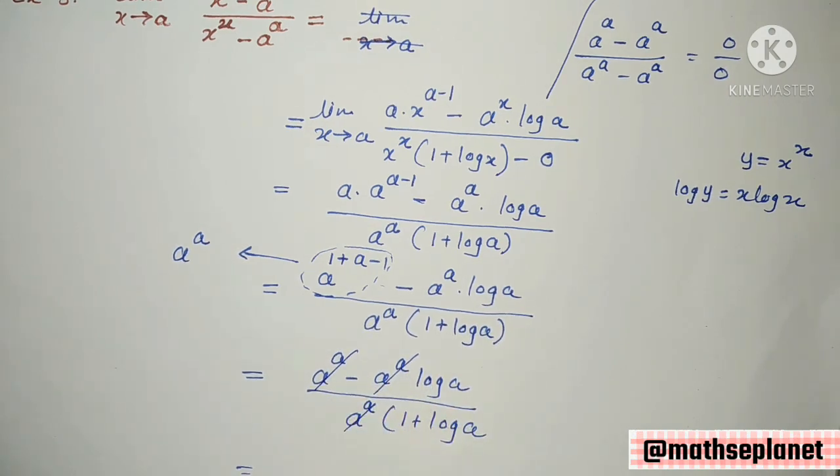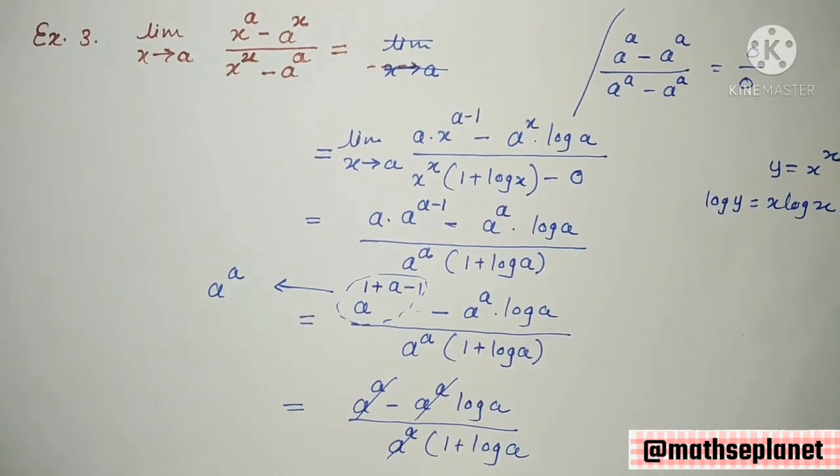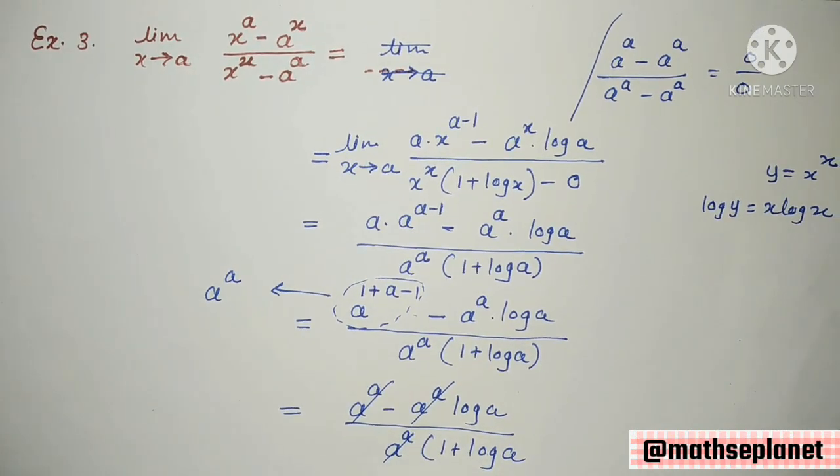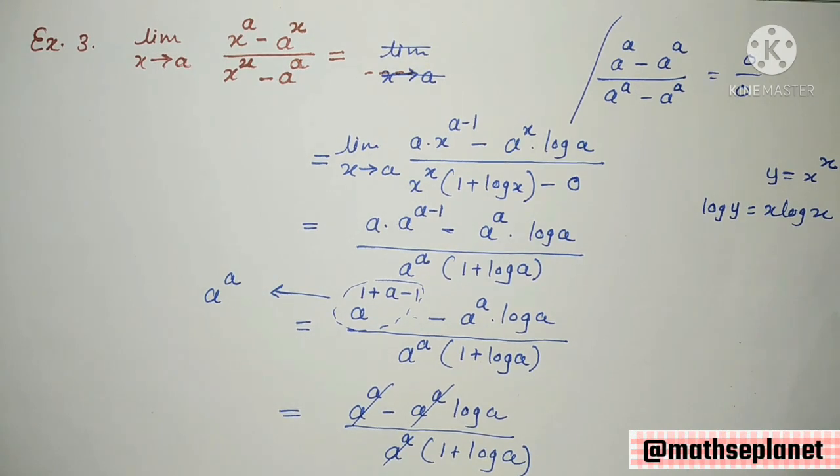So this term is going to be cancelled, and the final answer we are getting is (1 minus log a) divided by (1 plus log a). Okay, and this is the answer of this question. Now let's take the next example.